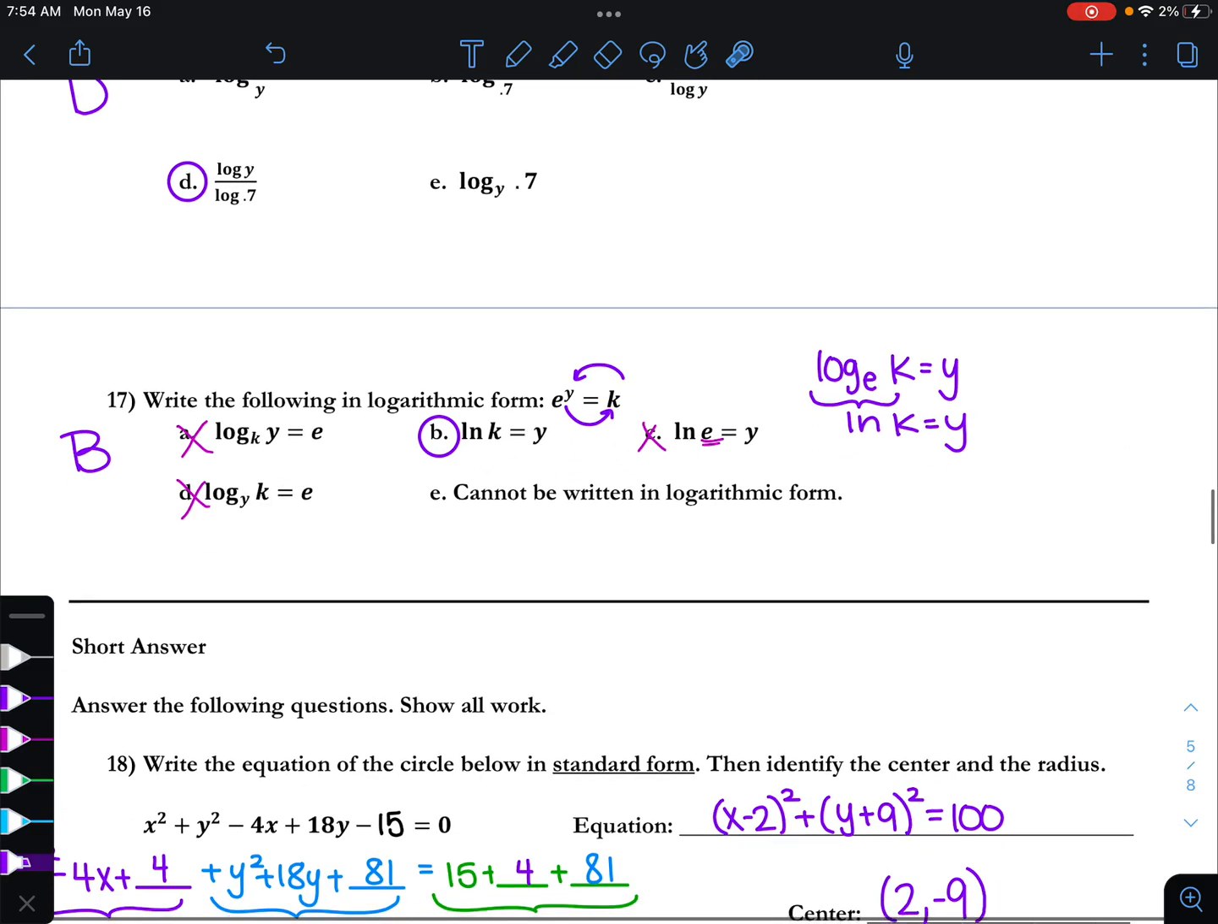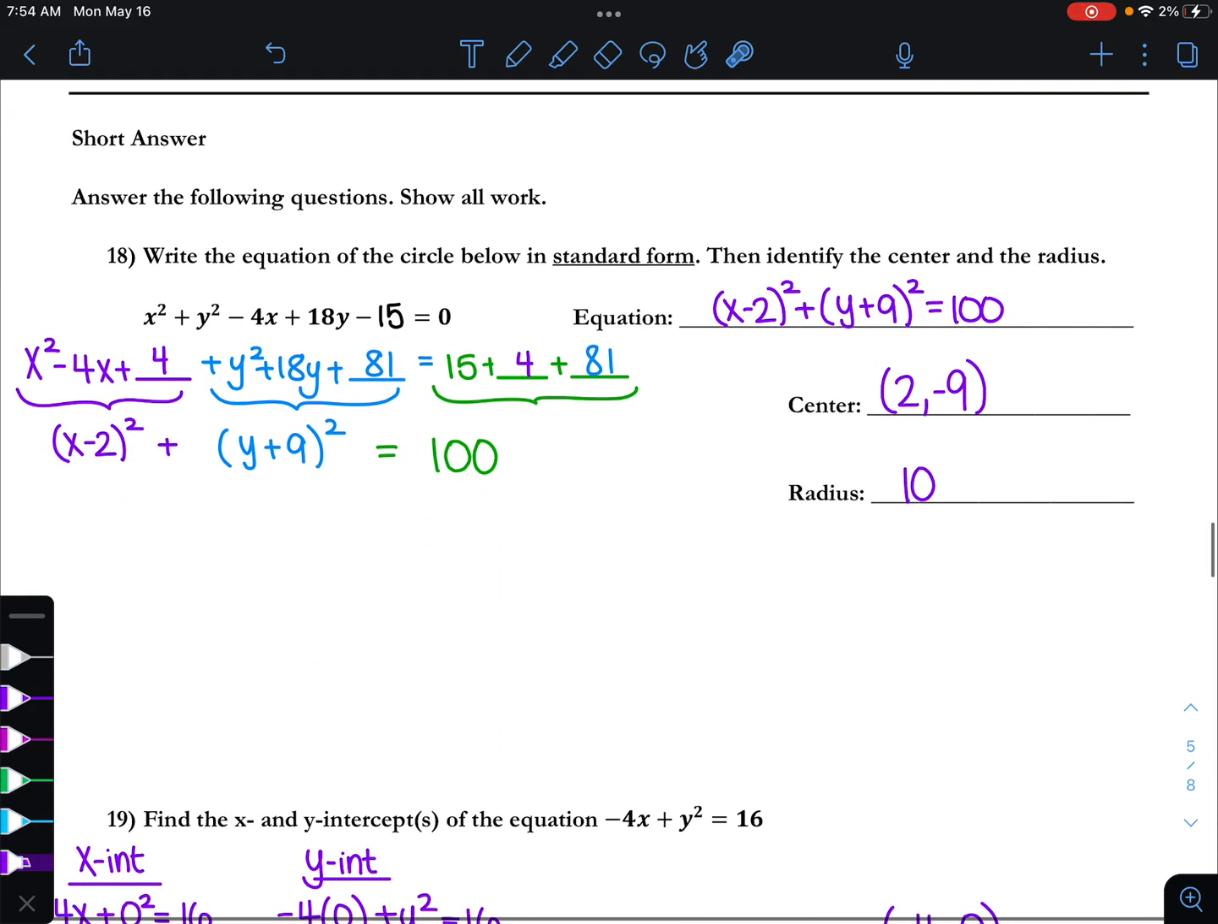So that's all of the multiple choice, and then we have the show your work. So here we are completing the square to convert it into standard form. First thing I did was I rearranged and put the x's together, and then the y's, and then completed the square. -4 divided by 2 squared is 4. 18 divided by 2 squared is 81. So we get (x - 2)² and (y + 9)². And then again, we have to make sure we balance the equation. So we have our circle in standard form there.